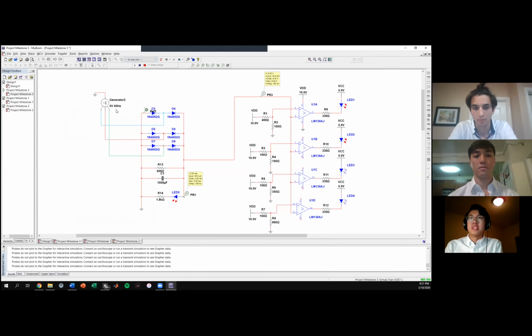In this one, we halve the generator's max voltage, and as a result, the voltage going into the comparator is 6.3 volts now, and only 2 LEDs are on. So the 2 volt and the 5 volt comparators are on, and the 7 volt and the 9 volt are not on.